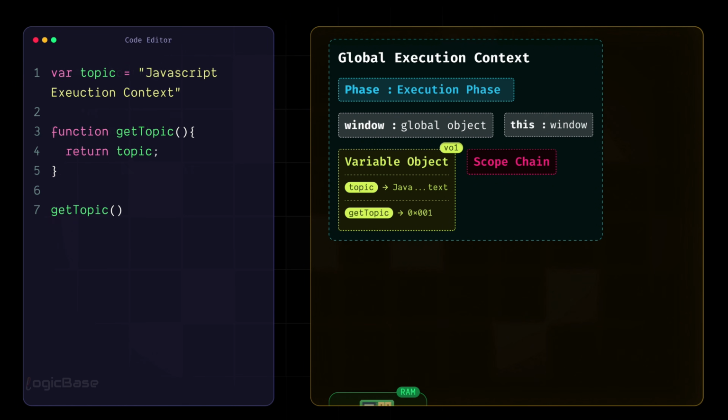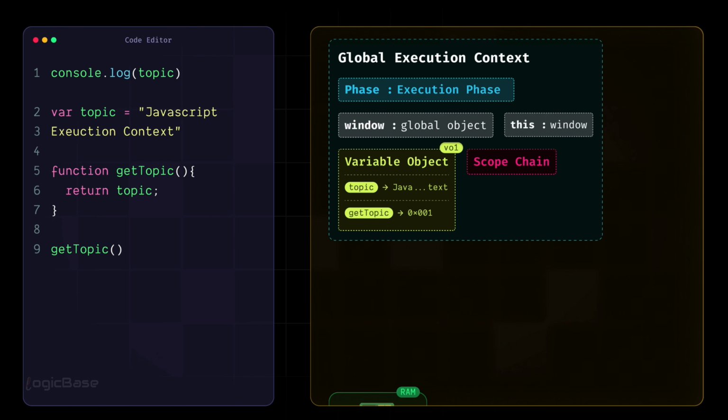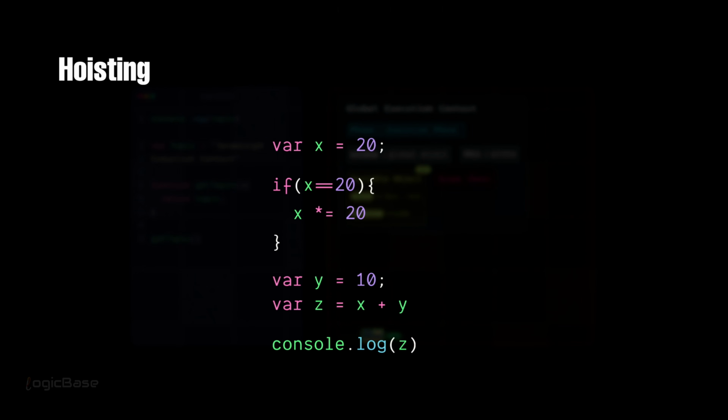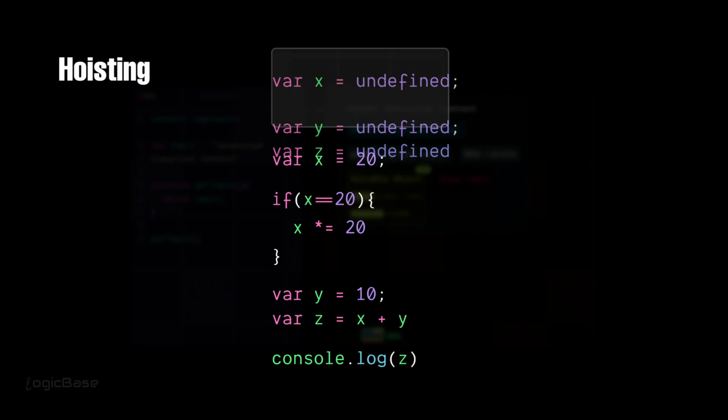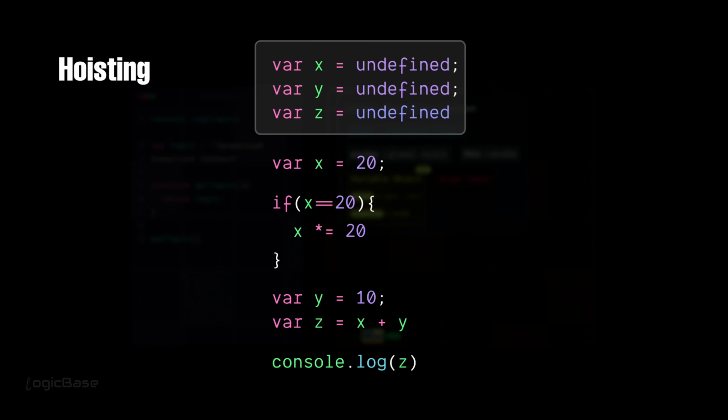Now imagine we write console.log(topic) at the very top of our code, meaning we are trying to use the variable before it's even declared. In earlier tutorials on JavaScript hoisting, I explained this concept, but not in this much detail, not in the context of the execution context. Back then, I said that during hoisting, JavaScript conceptually moves all the variable declarations to the top of the scope, though only the declarations, not the actual values. But now, through the lens of the execution context, you will understand what really happens behind the scenes.